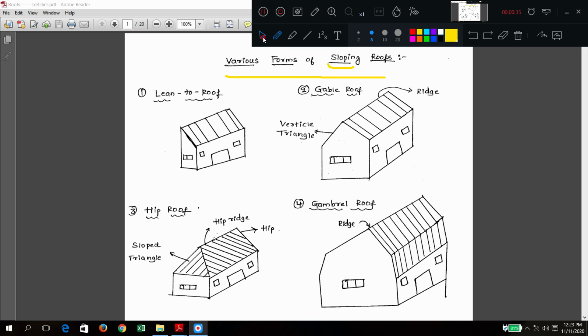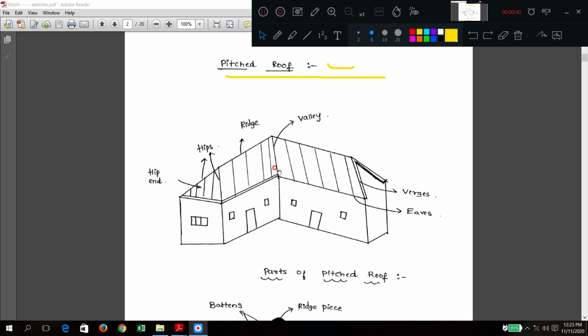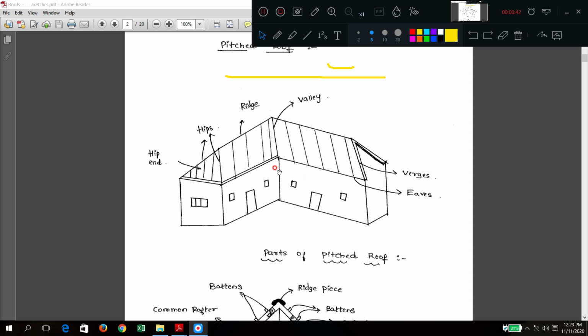Next we will see the different parts of the pitched roof. Now here you can see this highest portion, the apex line, is generally called the ridge. Wherever there is a depression, when two slopes come and meet here, that is called the valley. This portion is called the valley.